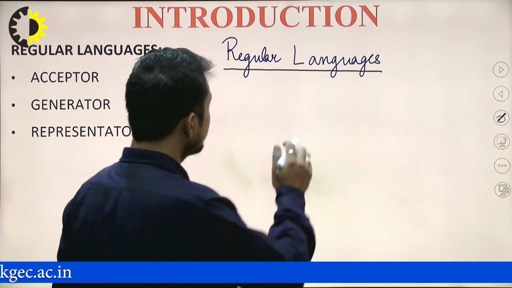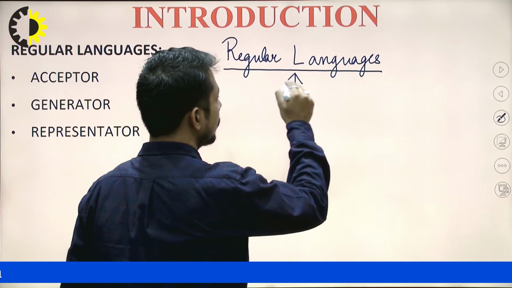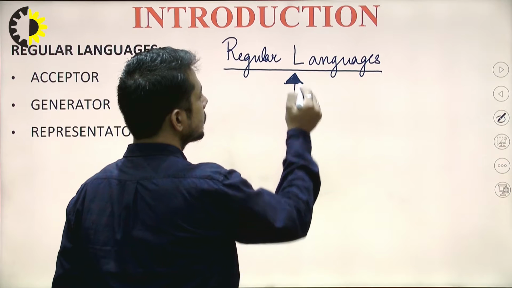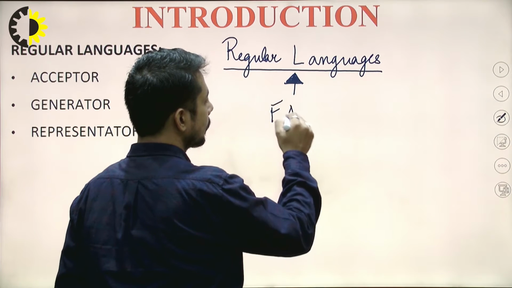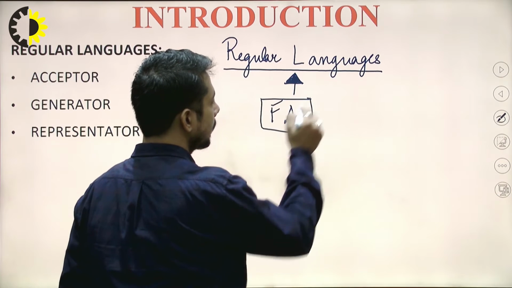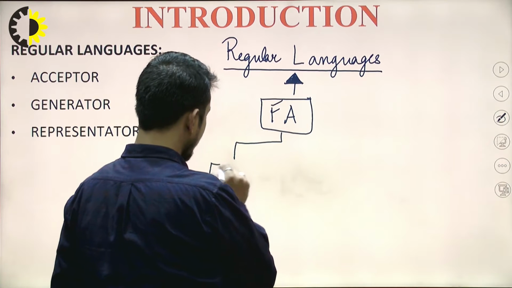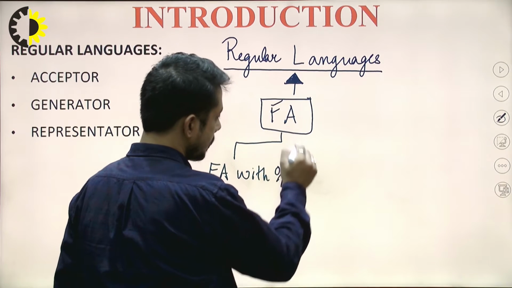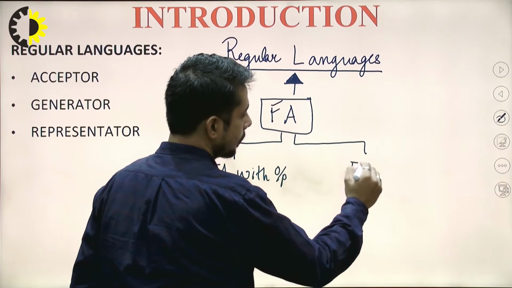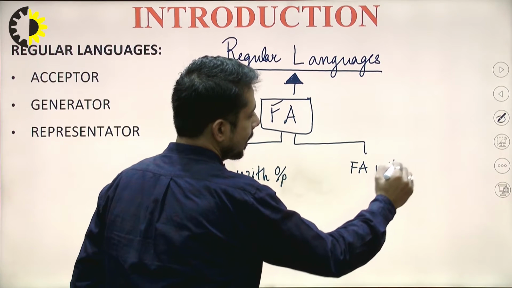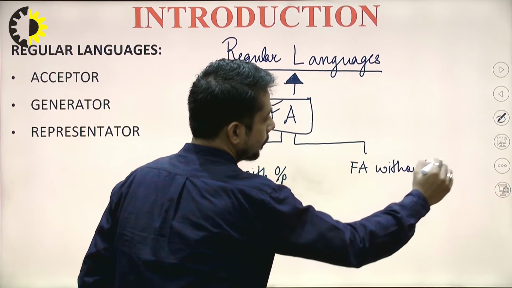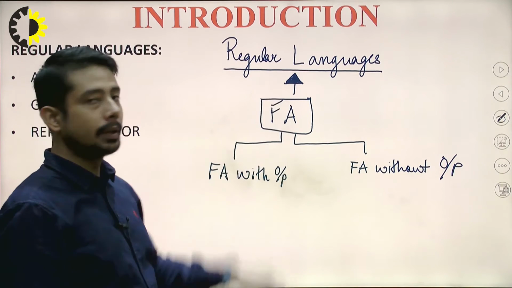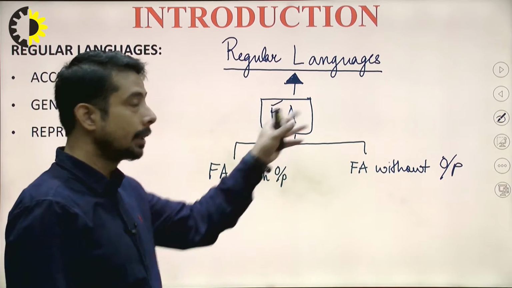The machine which generally accepts this set of languages is said to be finite automata. This finite automata can be finite automata with output, or finite automata without output. I hope this is the general hierarchy of accepting a language.